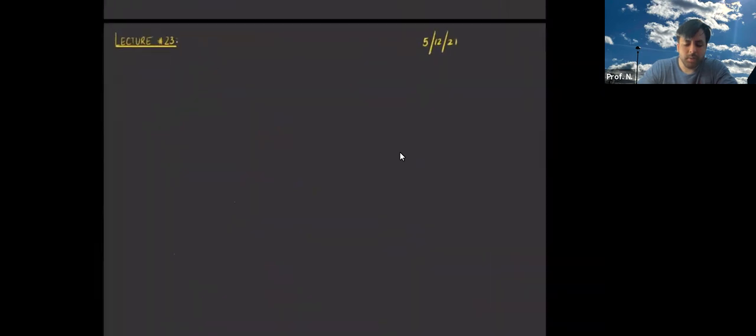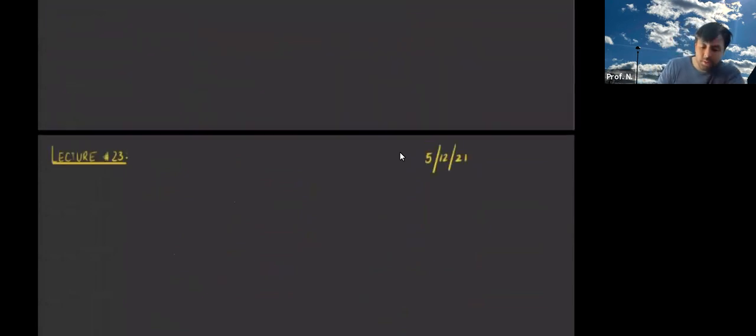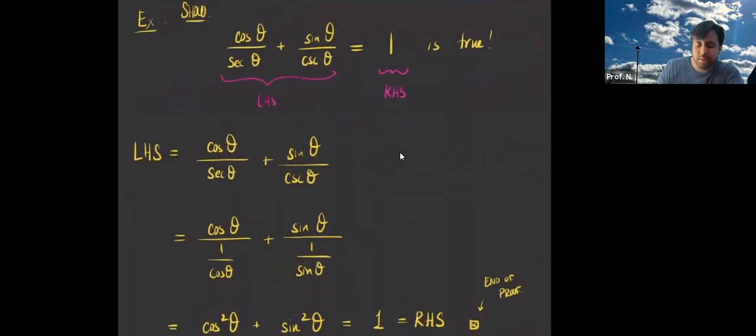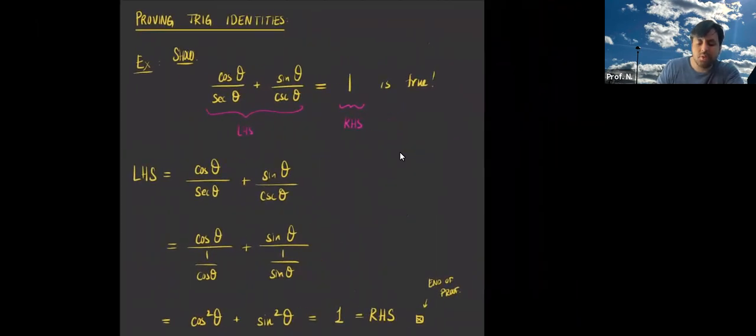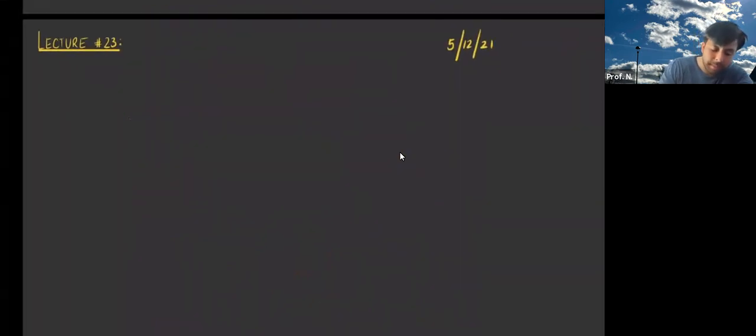when we talk about trig. So we'll continue with this. We just touched upon it, right? We just touched upon what this idea is of proving trig identities. So we'll continue with this for now.